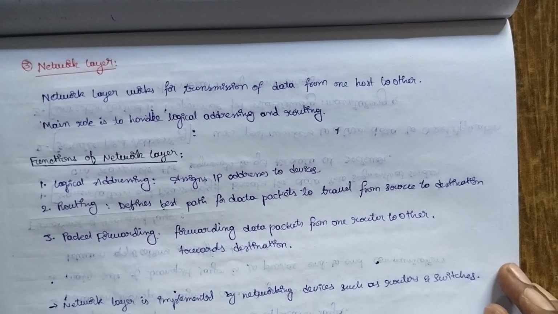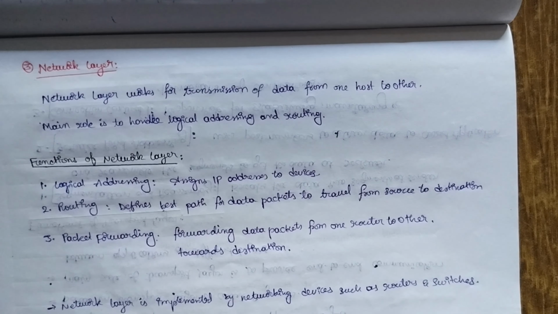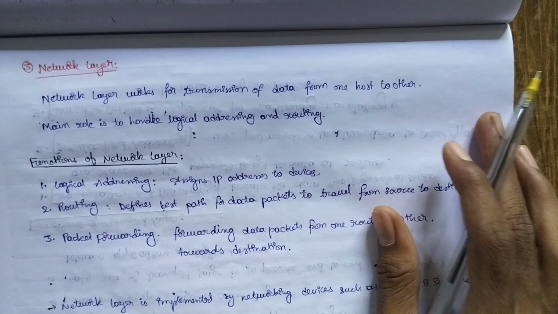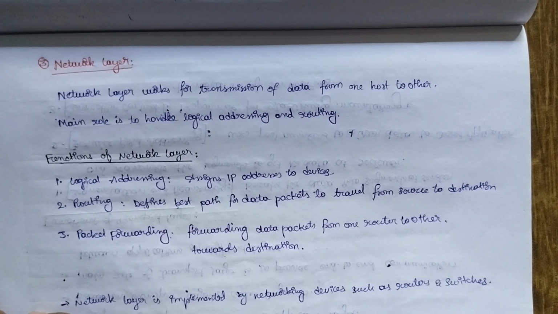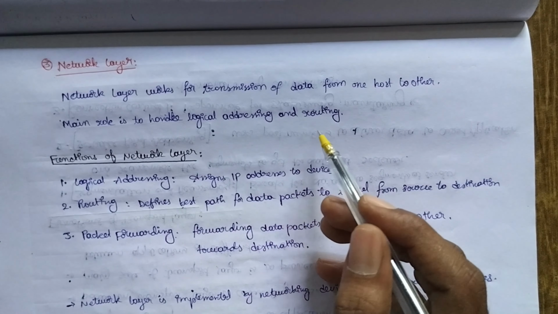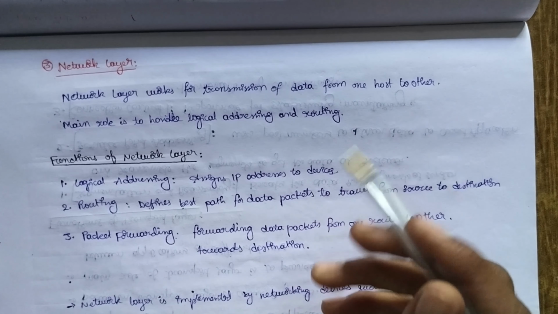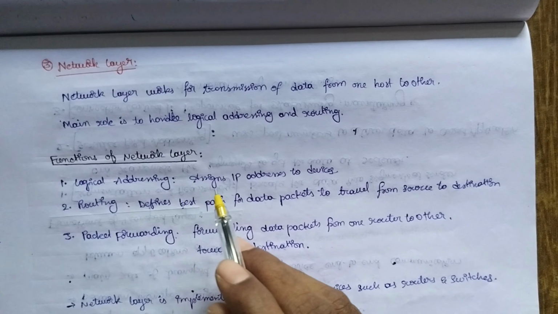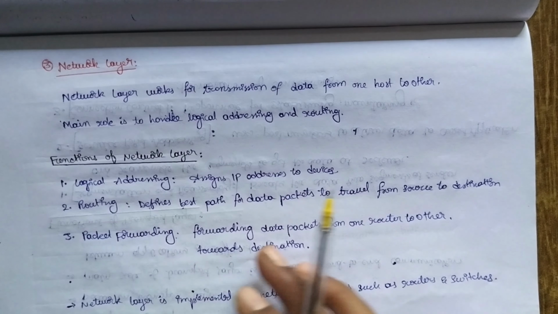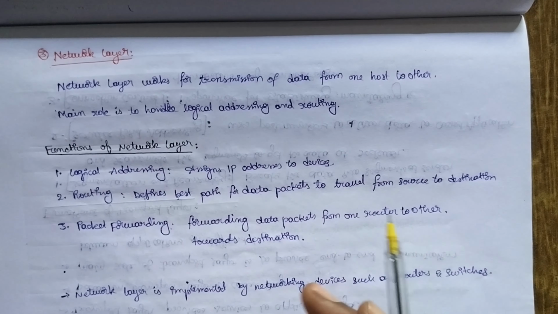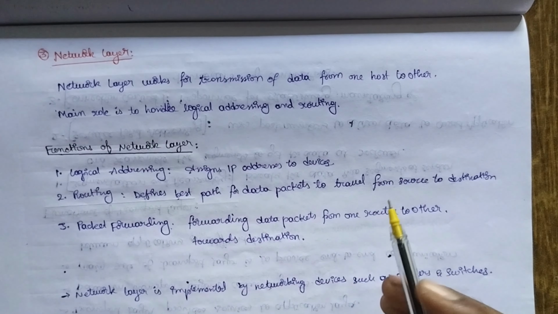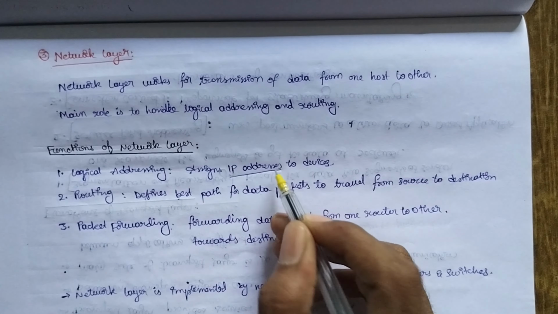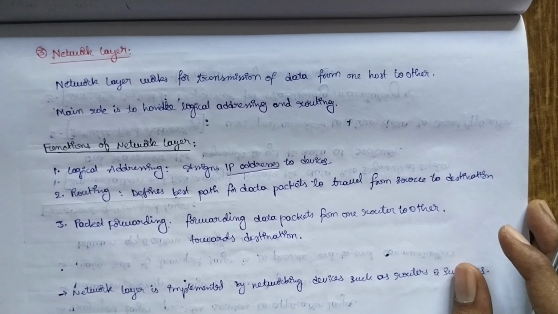The third one, network layer. The network layer works for the transmission of data from one host to another. The main role of a network layer is to handle logical addressing and routing of the data. The functions of a network layer include, the first one, logical addressing. It means assigning IP addresses to devices. So the network layer is responsible for assigning the IP addresses to the different devices.